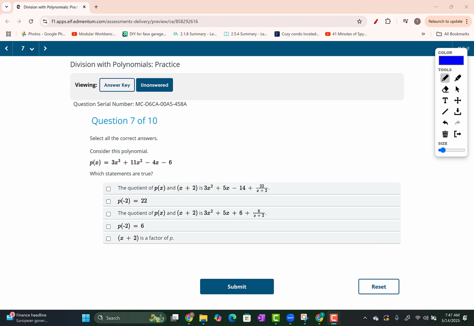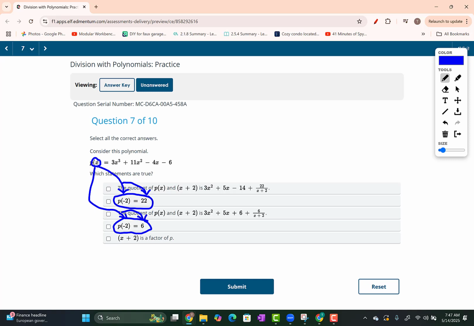Question 7, consider this polynomial 3x to the third plus 11x squared minus 4x minus 6. Which statements are true? So the first couple that I think are the easiest to check are these two right here. Essentially, they're saying, okay, if we replace the x variable with -2, we're either going to get 22 or we're going to get positive 6.